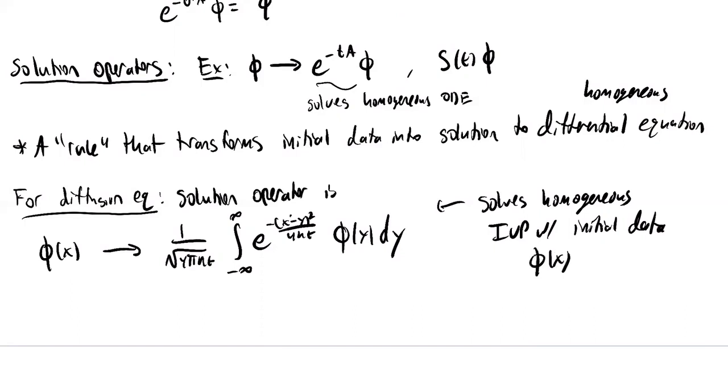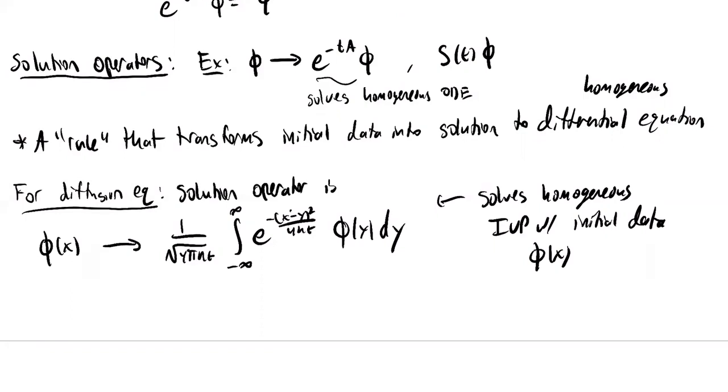Right. And so this is exactly an analog of the solution operator we just saw for the ordinary differential equation. And so what I'm going to do is define a new operator, which I'll call script S at t applied to phi, to be this integral. So this is equal to this integral.